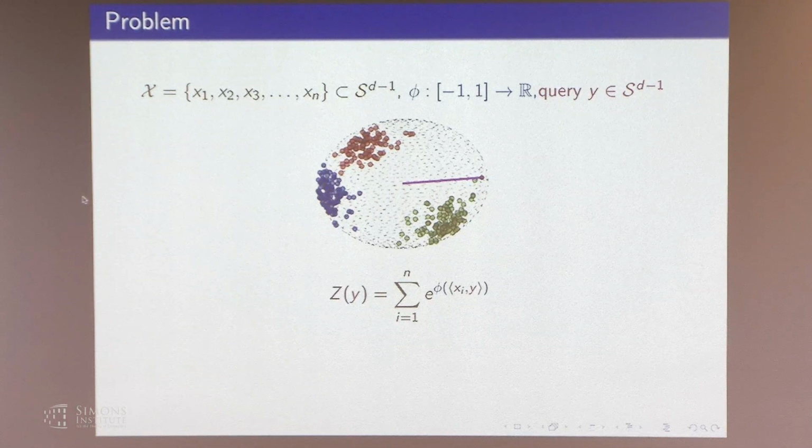This is called the partition function. It's a very interesting function. It arises in a number of different settings. People care about evaluating this quickly. We'll ask the same question: can you design a data structure to pre-process the data set so as to compute this efficiently, or rather, to approximate this efficiently?